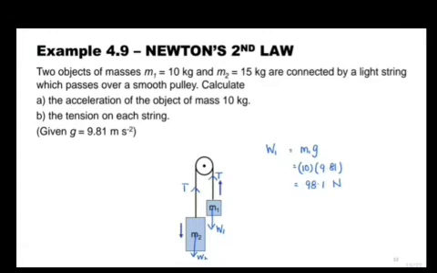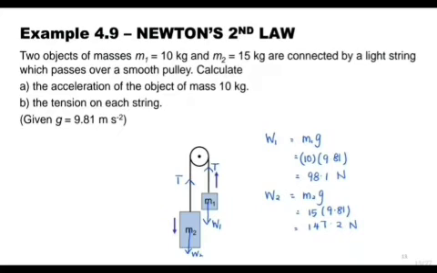Weight for mass 1 is 98.1 Newton, and weight for mass 2 is equal to 147.2 Newton. We go to the next step by drawing free body diagram and construct the Newton's equation.